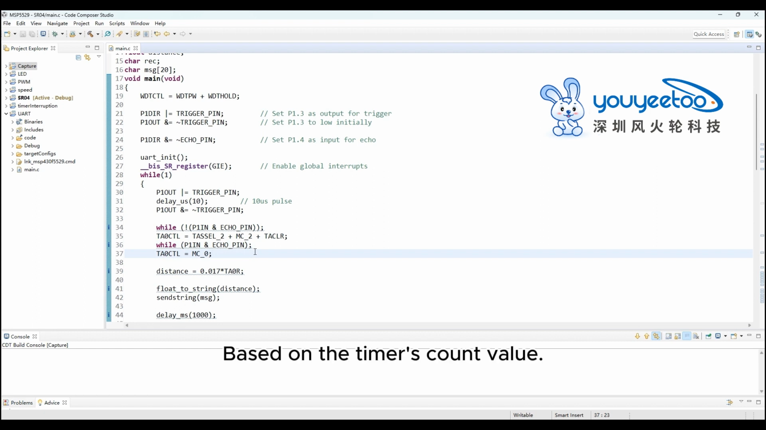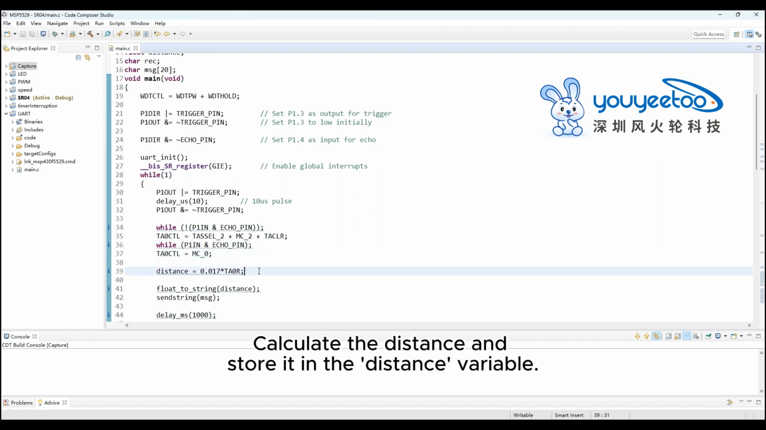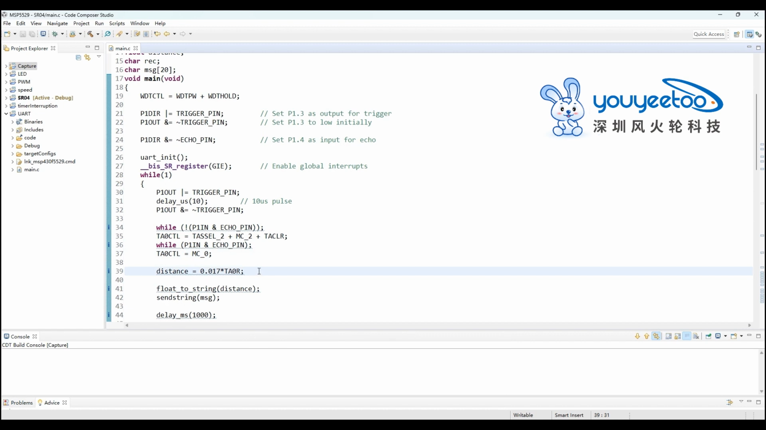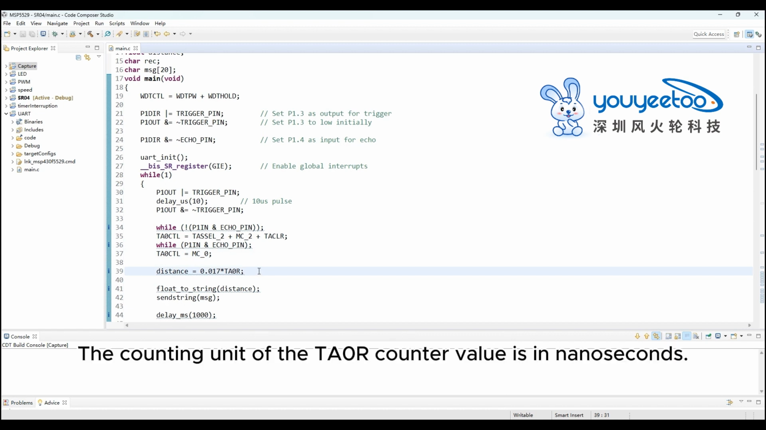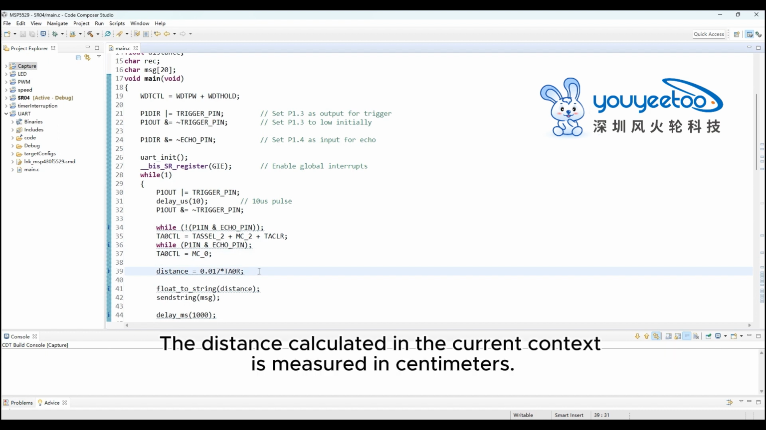Based on the timer's count value, calculate the distance and store it in the distance variable. The current system's main clock is 1 MHz. The counting unit of the TAI counter value is in nanoseconds. The distance calculated in the current context is measured in centimeters.